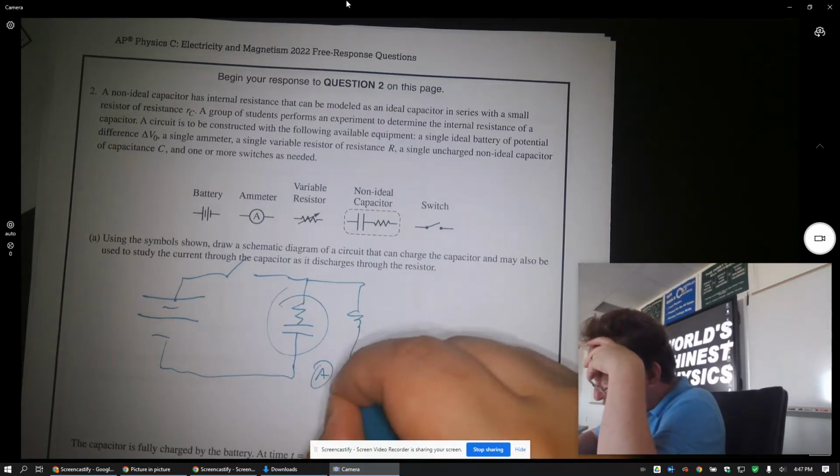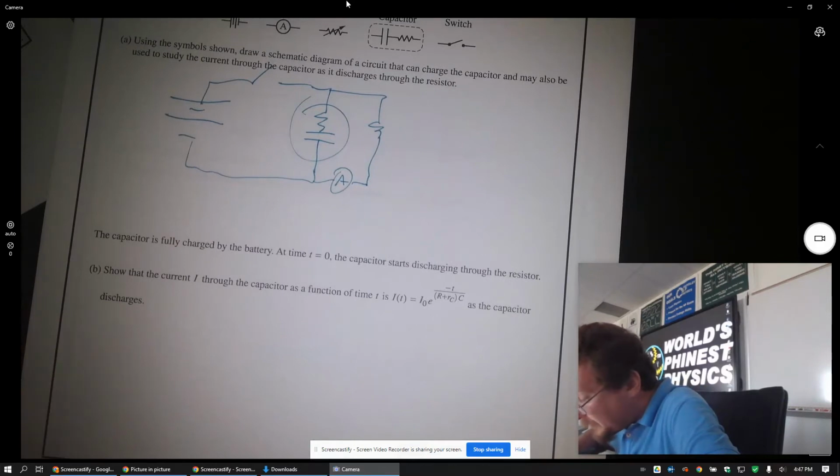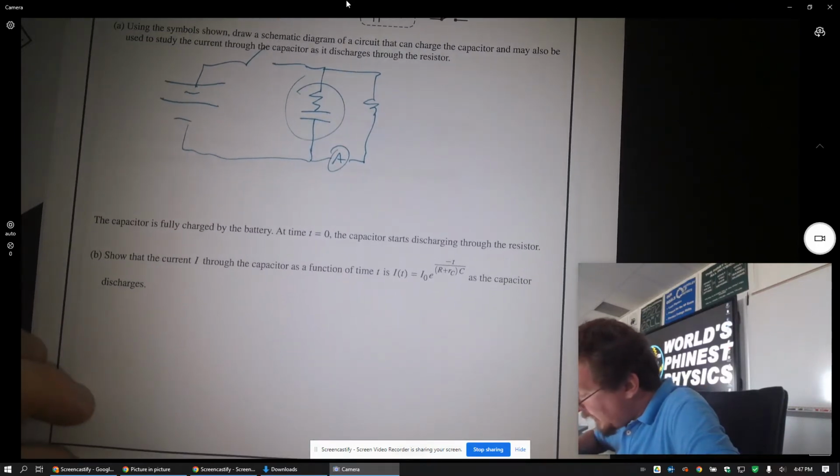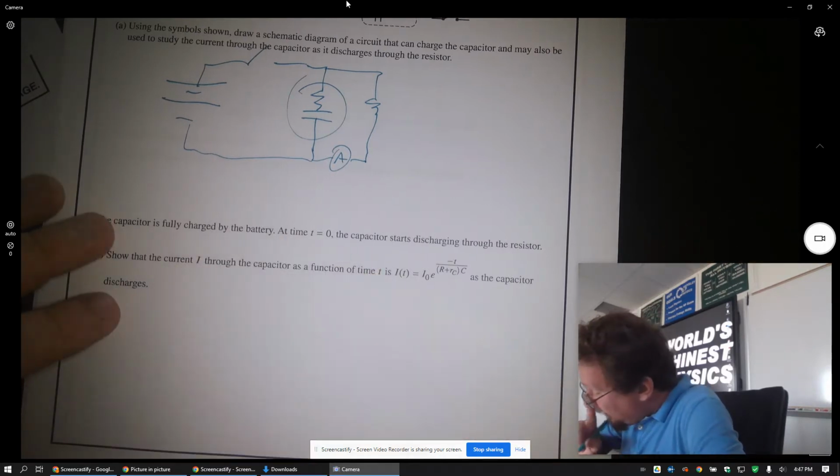I guess I got to put the ammeter in series then. All right, well, good for me. Okay, so the capacitor's fully charged. It's the same thing. So what am I going to say now?